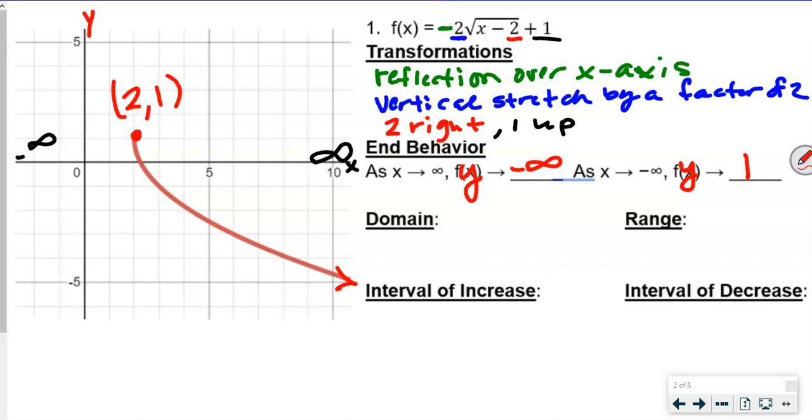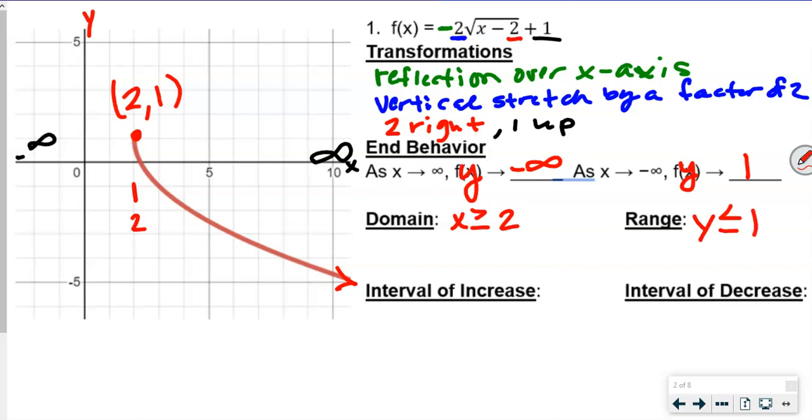Now, when we talk about our domain, those are x values, right? So what happens to our x values? They start here at 2, right? And then where do they go to? To infinity, right? So our domain is going to be x is going to be greater than or equal to 2. And what about our range? What happens to our y values? They start at where? 1, and they go down, right? So this is going to be y is going to be less than or equal to 1.